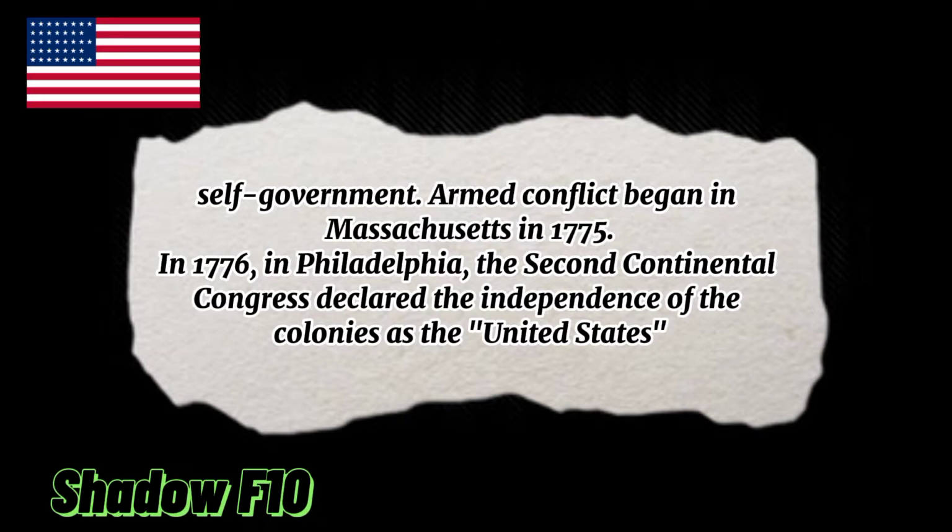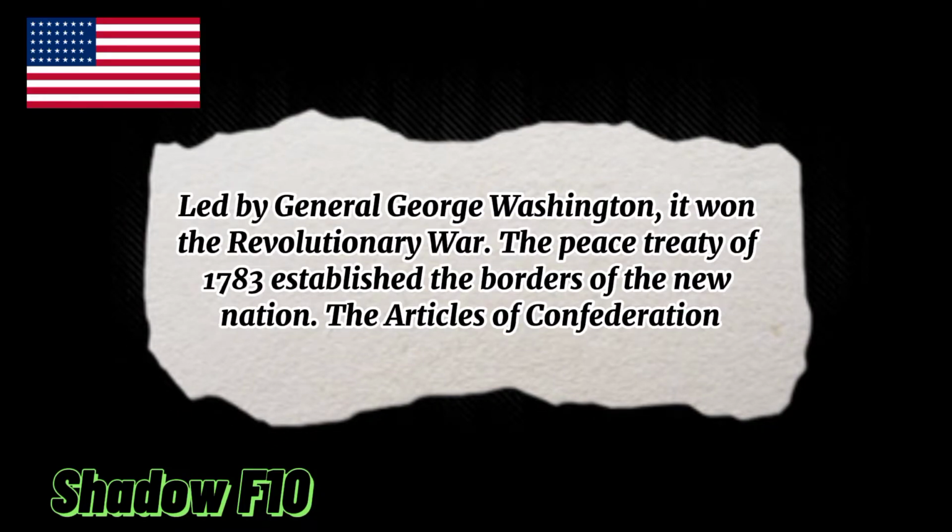In 1776, in Philadelphia, the Second Continental Congress declared the independence of the colonies as the United States. Led by General George Washington, it won the Revolutionary War. The Peace Treaty of 1783 established the borders of the new nation.